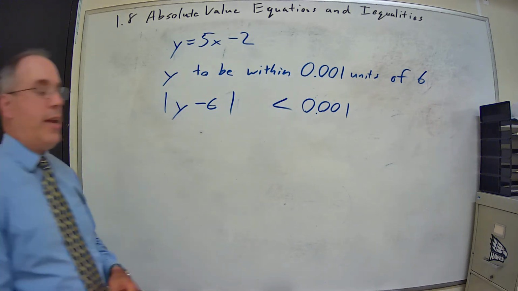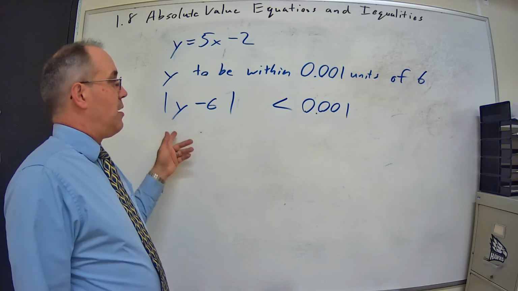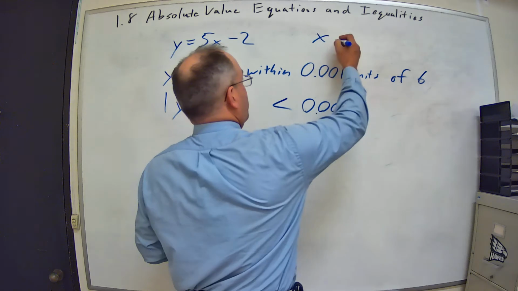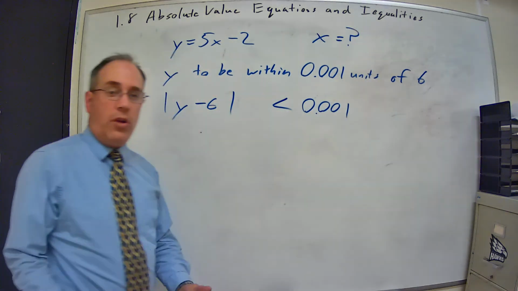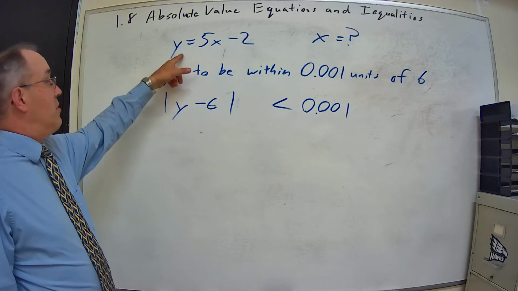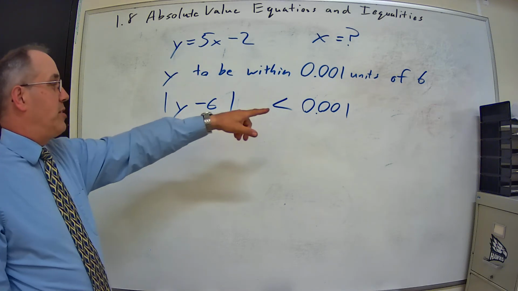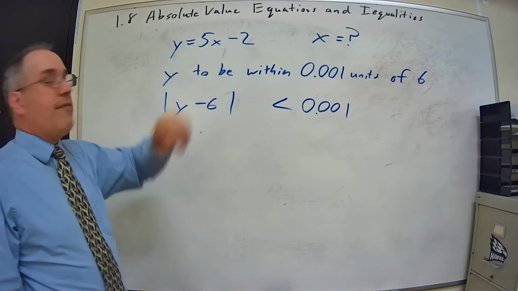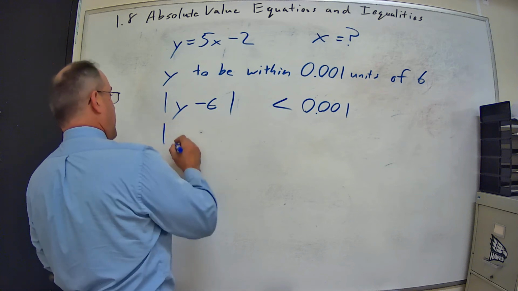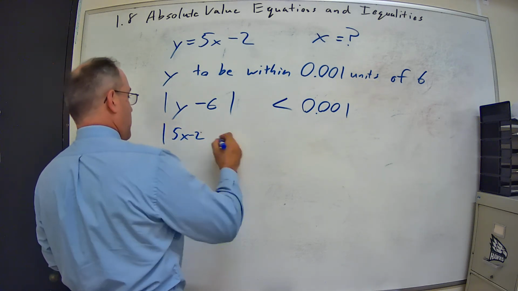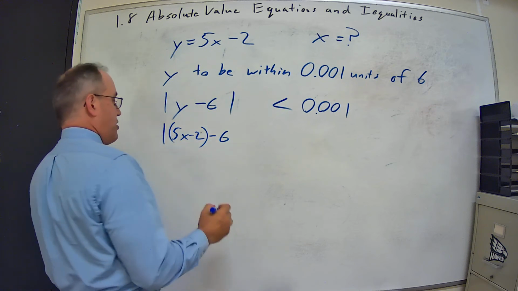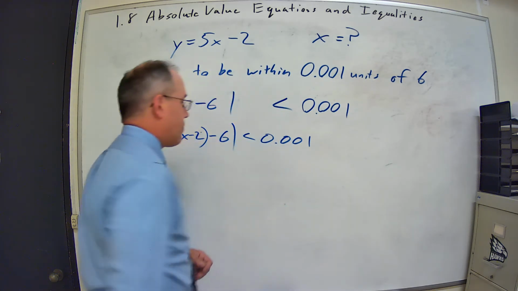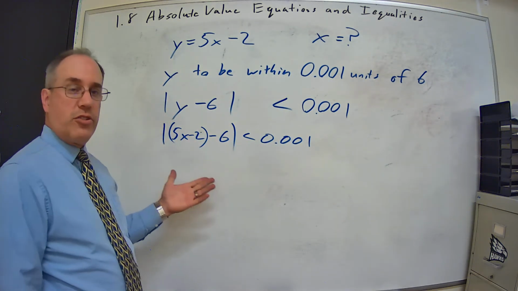Well, what is y? We're looking for what x values will allow this to happen. So we know y must be within 0.001 units of 6. Well, y is 5x minus 2, so I can rewrite this as the absolute value of (5x minus 2 minus 6), I'm going to put that in parentheses just to clarify that, less than 0.001. And now we can solve.